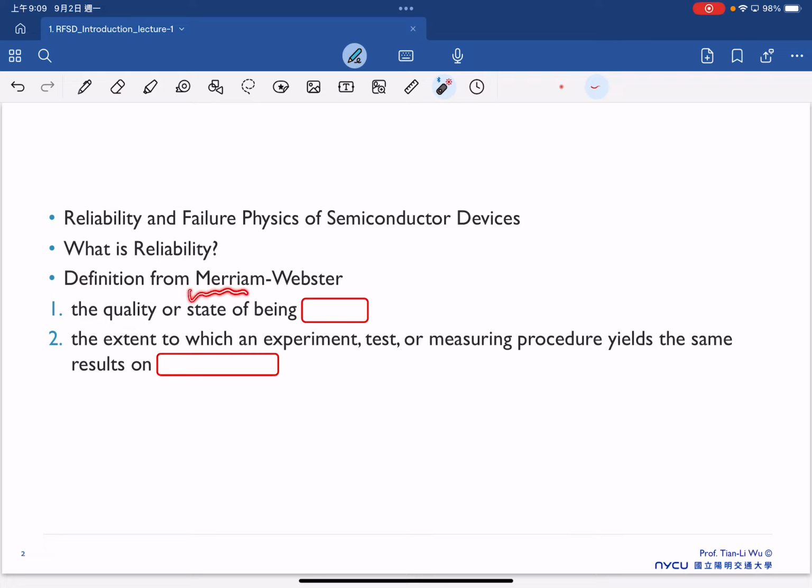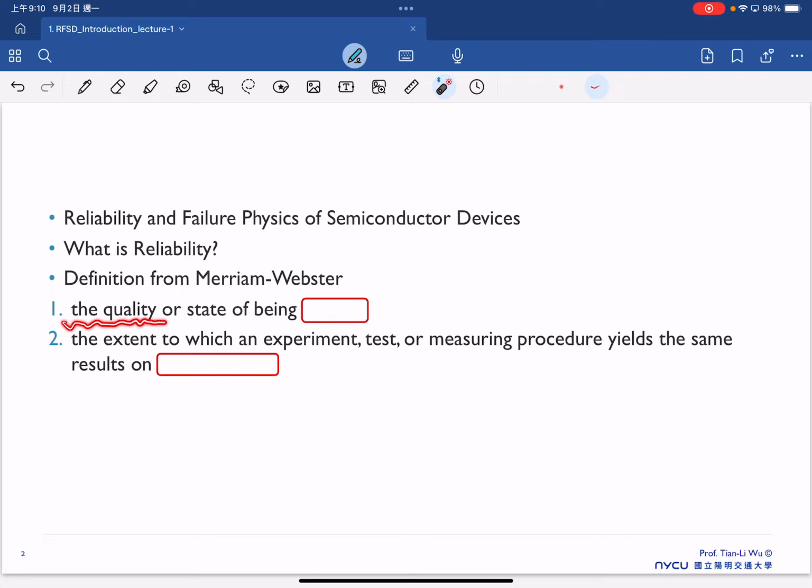There's a very famous dictionary called Merriam-Webster. If you have prepared to study abroad, lots of English teachers will tell you to check Merriam-Webster, because of course there are many dictionaries around the world, but this one is really classic, and lots of the explanations inside are pretty trustable. If we look at the dictionary, there are two definitions for reliability.